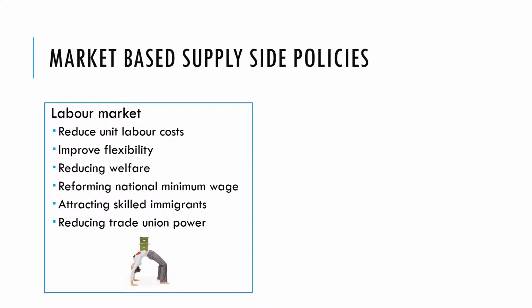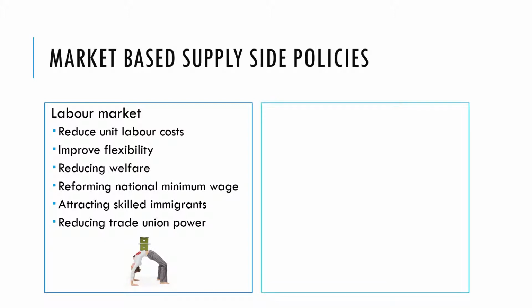Trade unions often are involved in collective bargaining, where they demand a certain level of wages for their members. Reducing the trade union power should have an impact of reducing wages in the marketplace, and again lowering costs to businesses, encouraging them to increase their scale of production.